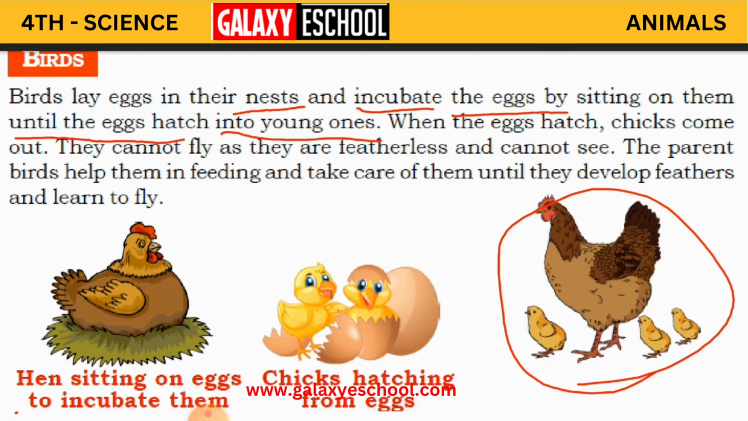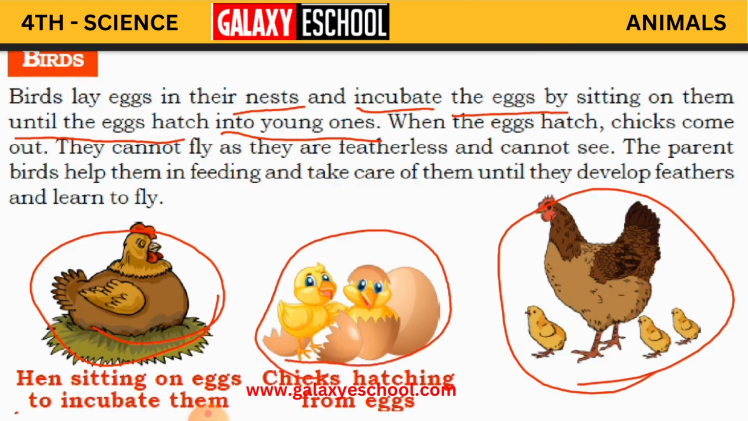Until the eggs hatch. See here, children, the hen is sitting on the eggs to incubate. And after that what happens? So chicks hatching from eggs. These chicks are coming out of the eggshells, breaking the eggshells, they are coming out. Now you can see here, after coming out, how they look here. The small chicks here.